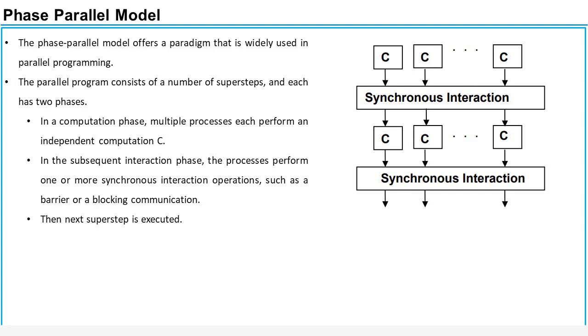In the computation phase, multiple processes each perform an independent computation C. In the subsequent interaction phase, the processes perform one or more synchronous interaction operations, such as a barrier or a blocking communication. Then the next superstep is executed. You have a diagrammatic representation here with synchronous interaction.